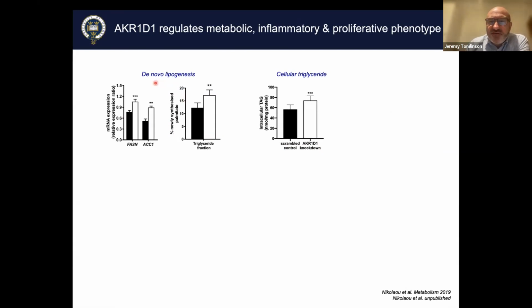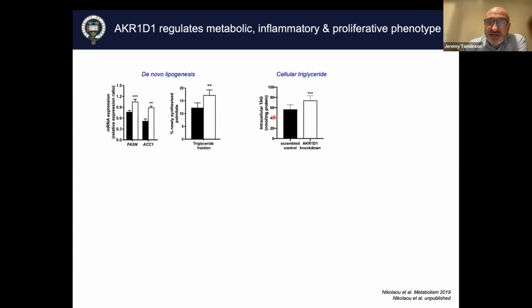So he looked at de novo lipogenesis. That's the synthesis, as you'll be aware, of fatty acids from non-lipid substrates. And again, the critical enzymes that are important in regulating that process, fatty acid synthase and acetyl-CoA carboxylase 1, were markedly upregulated at the mRNA level. Also the protein, though I haven't shown you that data, in the AKR1D1 knockdown cells. Using deuterated water, done in collaboration with Leanne Hodson in Oxford, you can get a functional readout of de novo lipogenesis by measuring the incorporation of that deuterated water into newly synthesized palmitate, and again, it was significantly elevated in the knockdown cells.